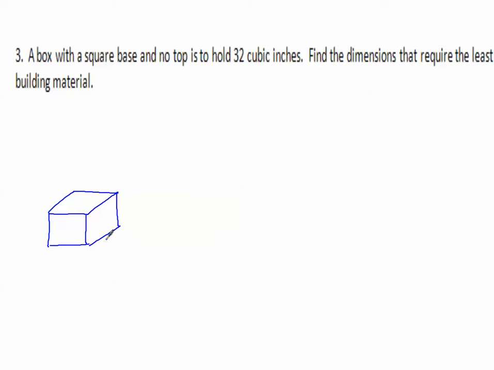Okay, so there's my three-dimensional box, and if we want to, we can show what's behind these. So there's the edges behind. So the box has a square base, so the base, the length and width are the same. And no top. Find the dimensions required the least. Well, there's a word that means minimum, the least building material. So what I'm using to build it. So it doesn't say anything about the height, which means I can't assume the height is the same.